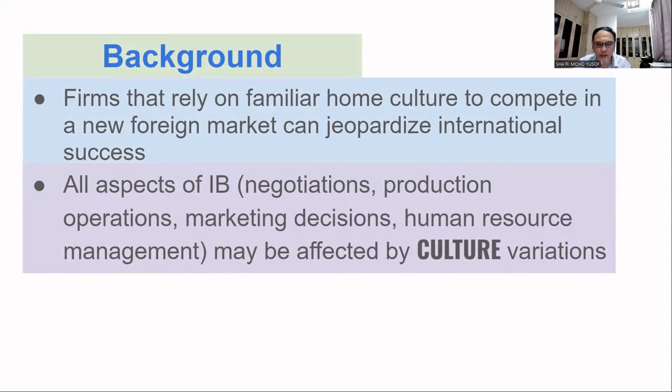All aspects of international business may be affected by culture variation. The way that you negotiate may be different, the way that you perceive things, even the language. So virtually all facets of international business are going to be affected by culture.